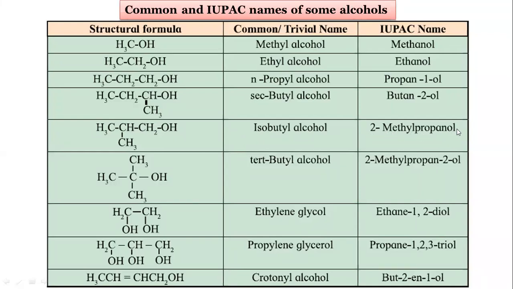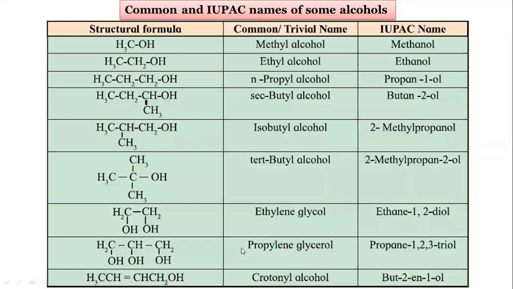Why is it 2-methyl propanol? Because we select the longest chain containing the carbon atoms. This is 1, 2, 3. On the second carbon, a methyl group is there. That's why it is 2-methyl propanol. So my request to all of you, please go through these IUPAC names, because no question will be asked for the board exam on these IUPAC names, remember. But you should know the names of all the alcohols.